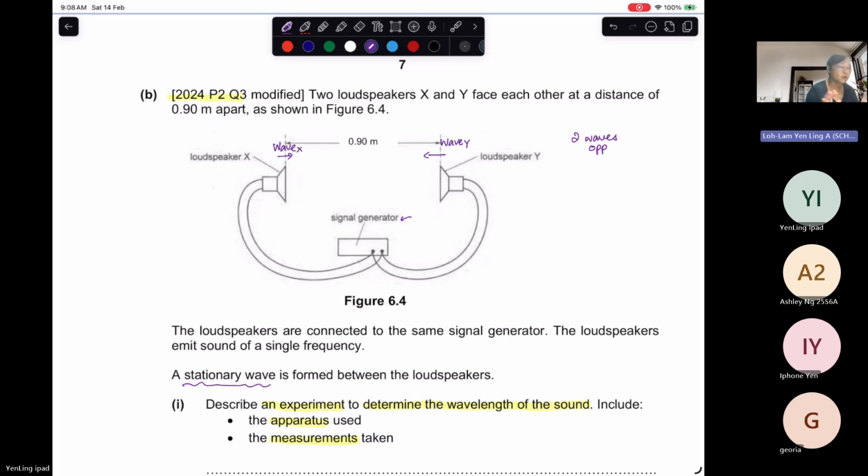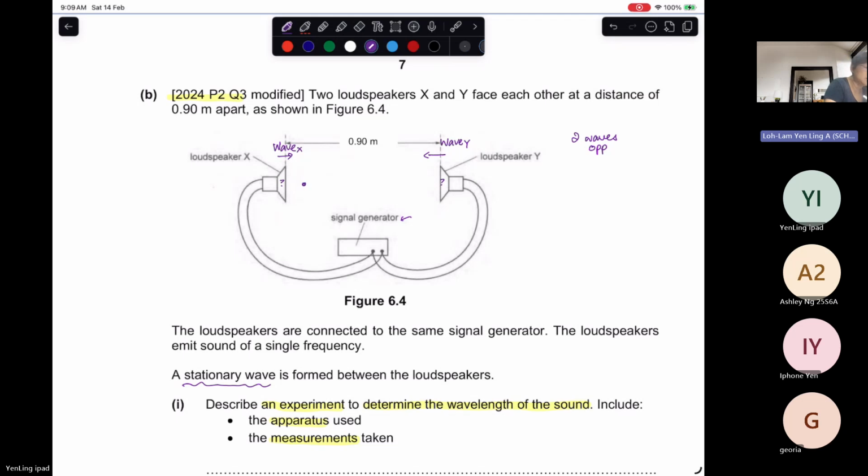Now, there is no condition that says that definitely an antinode is formed at speaker X or speaker Y. So that is a second misconception. There's no boundary condition here because you simply have two waves moving in opposite direction. So a stationary wave, and they even hint to you that a stationary wave is formed between the loudspeakers. So we don't know whether this is an antinode or not, or it could be neither. Actually, it could be somewhere in between, all right?